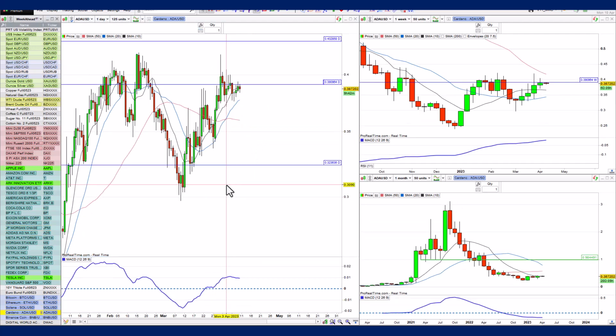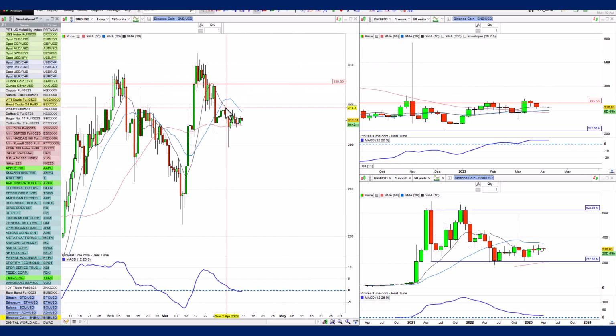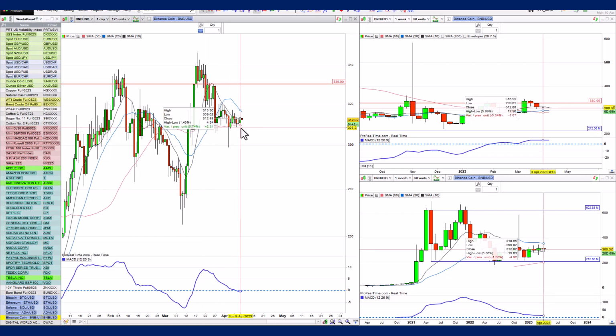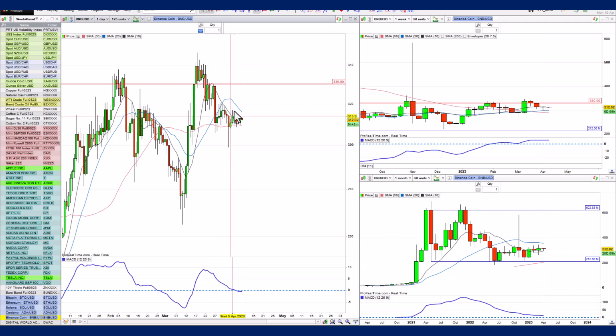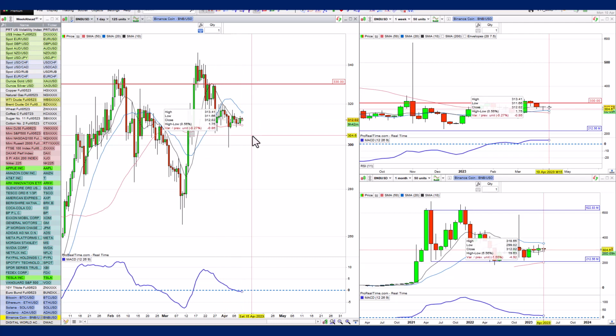Let's go through and have a look at Cardano. Cardano is pushing its way up, slowly but surely. Not a lot there. We just have to see if it can continue that. And Binance is also going to be testing this level of support. We'll see what happens. So cryptos, a mixed bag, ladies and gents. Some are looking a little bit more bullish, some are looking sideways, and some are looking a little bit bearish.